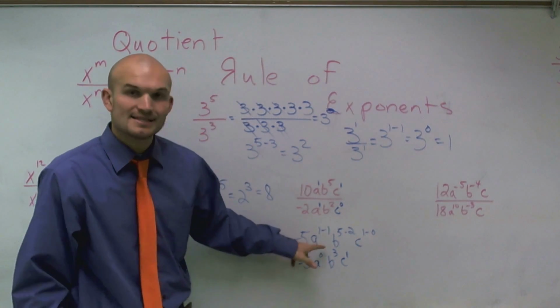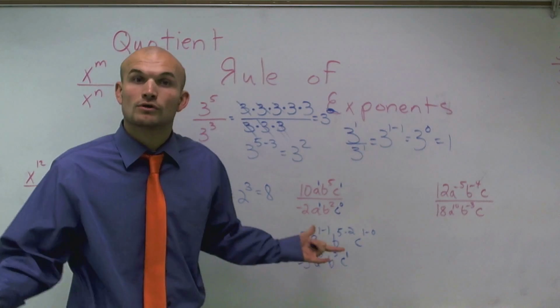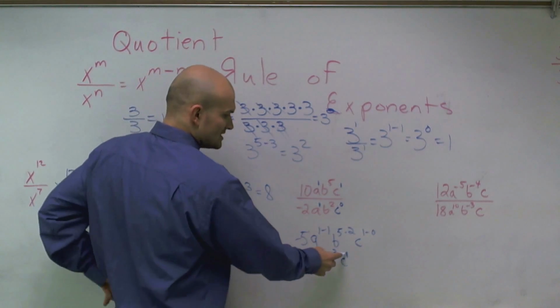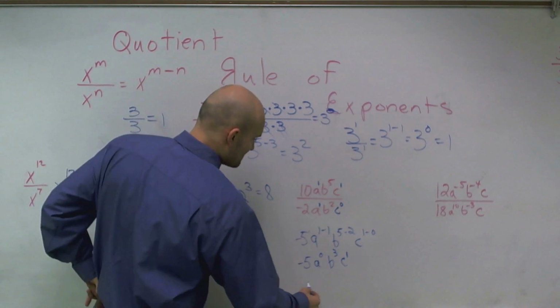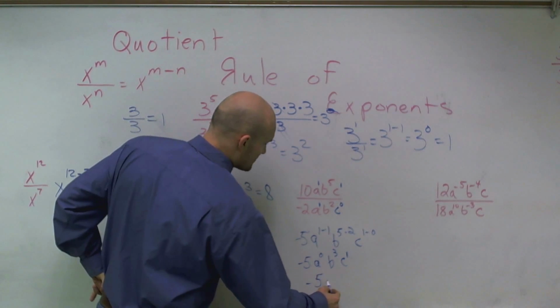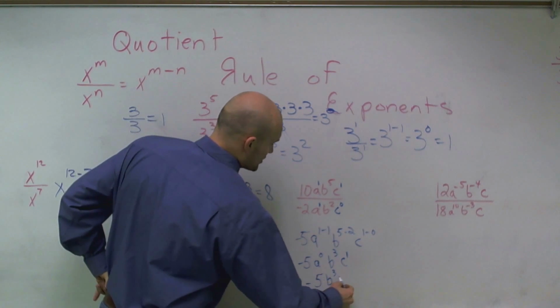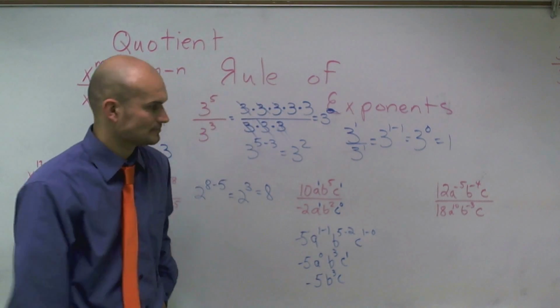Now, A to the 0 we know is 1, so therefore we're no longer going to have an A term. C to the 1st power is just equal to C. So my final solution is negative 5, B to the 3rd times C.